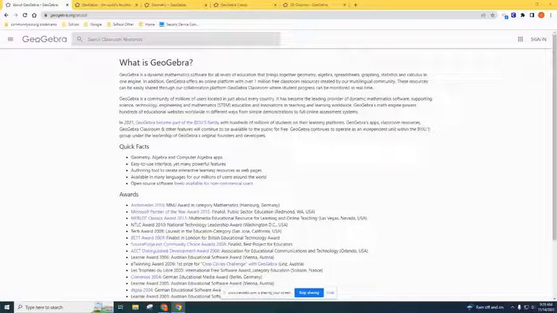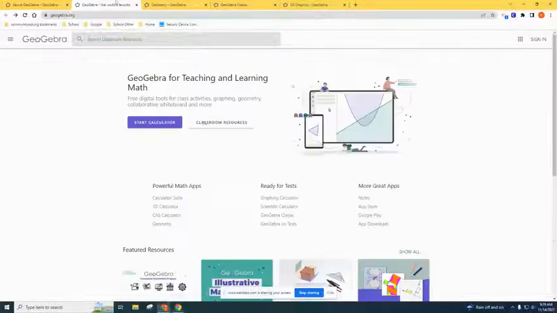GeoGebra is a software slash website that people have created to help your visualization and understanding of math concepts come to life. Anything from algebra to geometry to statistics or calculus. It offers a variety of tools for you as a teacher and the students to interact with.